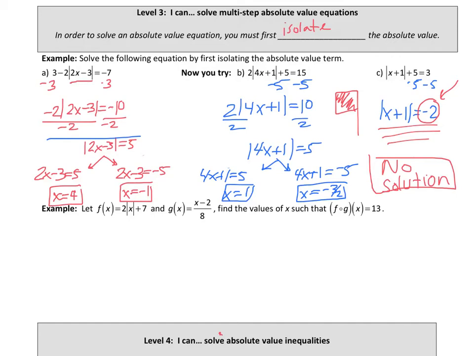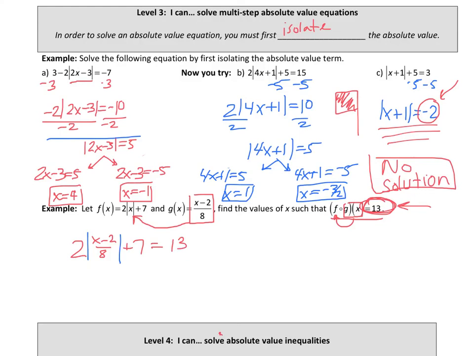Okay, last problem in level 3, here we have two functions, and we're trying to do a composite function. This is from first semester. So we're doing f of g of x. So remember, that means we're going to take g of x, and we're going to put it into f. So g of x is this entire thing here, x minus 2 over 8. We're going to put it in for the x that's there. So what we end up with is 2, then we have our absolute value, x minus 2 over 8, plus the 7 that was there, equals 13. It's got to be set equal to 13.